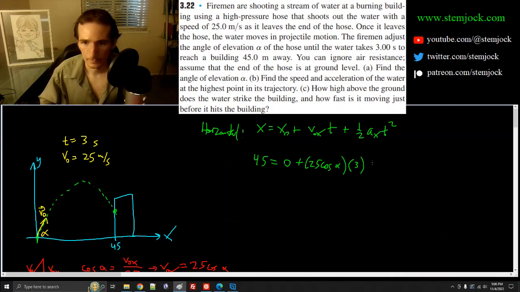And because we're neglecting air resistance, there is no acceleration in the x direction. The water does not speed up or slow down as it moves horizontally. So this term here is 0, as is standard in every projectile motion problem.